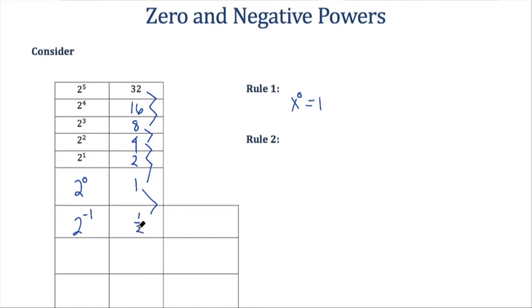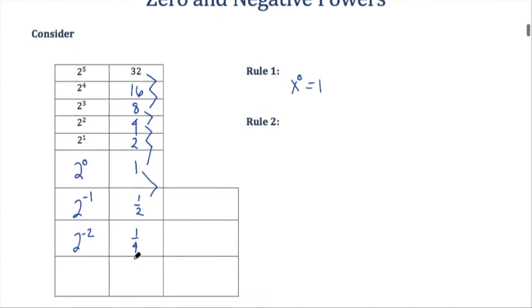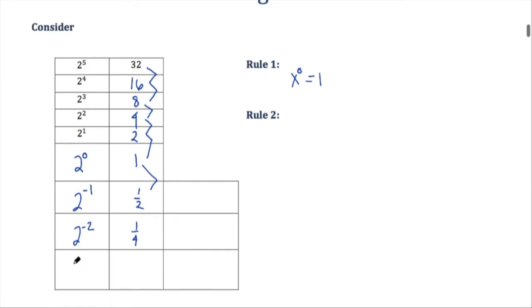Interesting. 2 to the negative 2 would be next. A half divided by 2 is a fourth, which is a half times a half. And then we'd get the negative 3rd power, and that would be 1/8.